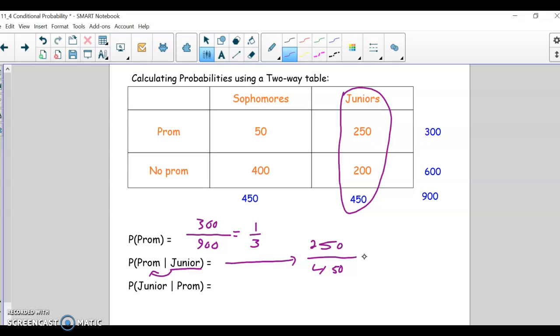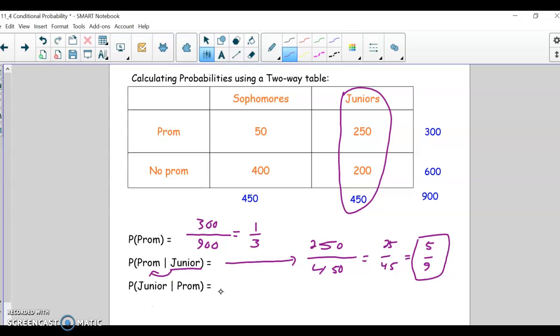Sorry, my pen is messing up here, but that's basically it. Obviously, you could reduce that to 25 out of 45 and then divide by 5, so you'd have 5/9. So 5 out of 9 is our probability. The probability you went to prom, given that you're a junior, is different than just your probability of prom.